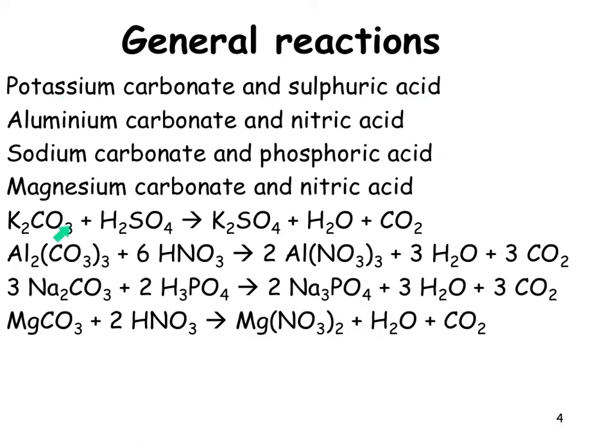Potassium carbonate and sulfuric acid. Potassium carbonate becomes potassium sulfate and then water and carbon dioxide. Aluminium carbonate and nitric acid, aluminium nitrate, water and carbon dioxide. Sodium carbonate and phosphoric acid becomes sodium phosphate and water and carbon dioxide, and magnesium carbonate and nitric acid becomes magnesium nitrate, water and carbon dioxide. Again, check the valencies to get the right salt formulae before trying to balance the equations.